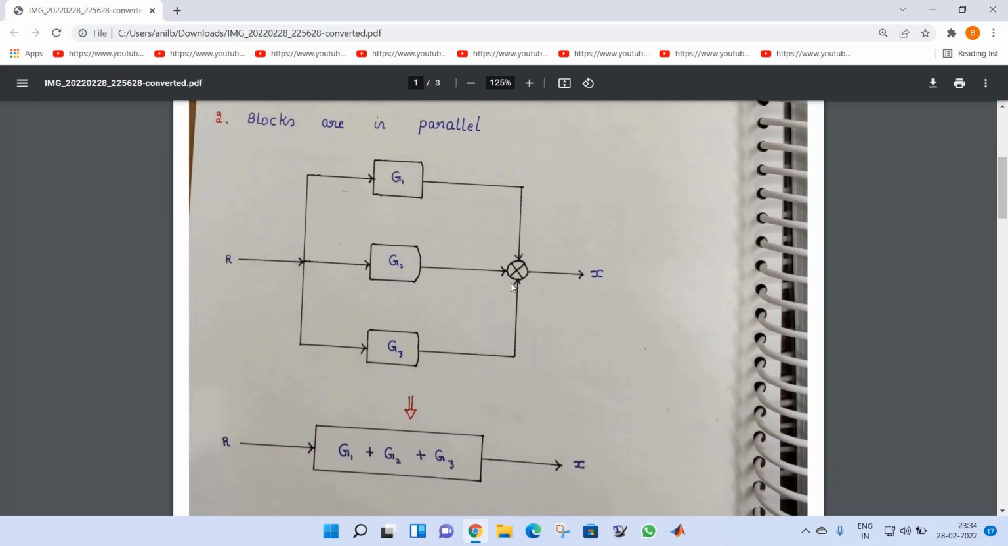Now coming to the second rule, when blocks are connected in parallel. G1, G2, G3. You can see three blocks are connected in parallel. In order to represent the equivalent block between input and output, you have to take the sum. So I have G1 plus G2 plus G3.